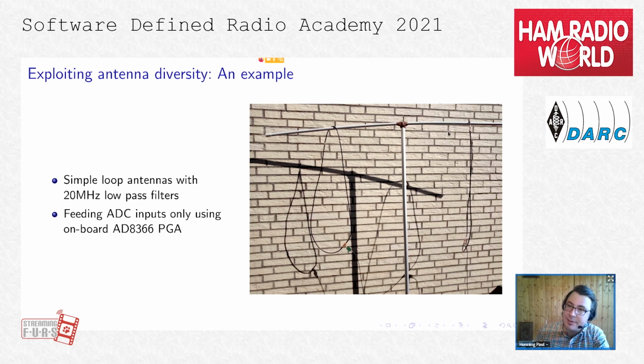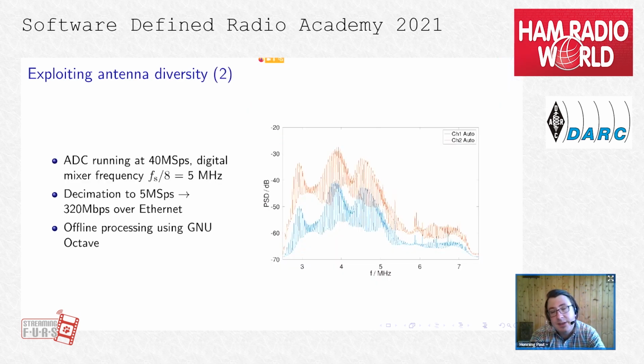I just hung them on some piece of PVC pipe, and I hooked them up to the inputs of my ADC. I set the gain to maximum, which is 20 dB, what this programmable gain amplifier is able to do. And I set the mixer frequency to 5 megahertz. And this is the spectrum that I was obtaining, shown here in GNU Octave. I sampled into a file, and then I did some offline processing with GNU Octave. And you see a lot of QRM, which means 80 meters is unusable. But there is some hope for 40 meters.